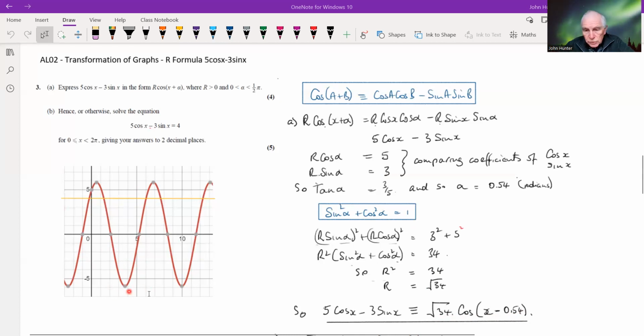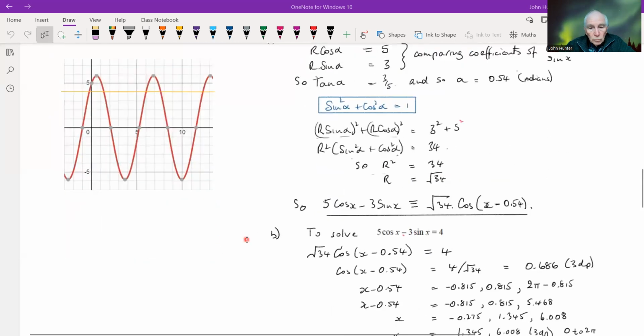And when we look at that, of course, the root 34, which is just short of 6, isn't it? That's the stretch. But that's about right, isn't it? Look, yeah, it's just the amplitude, the highest point there is just short of 6. And the shift is 0.54. That's radians. These are all radians along here. And there we go. It's about half, isn't it? So yeah, that actually is the same curve. So that proves our point, really. Okay. So that is part A.